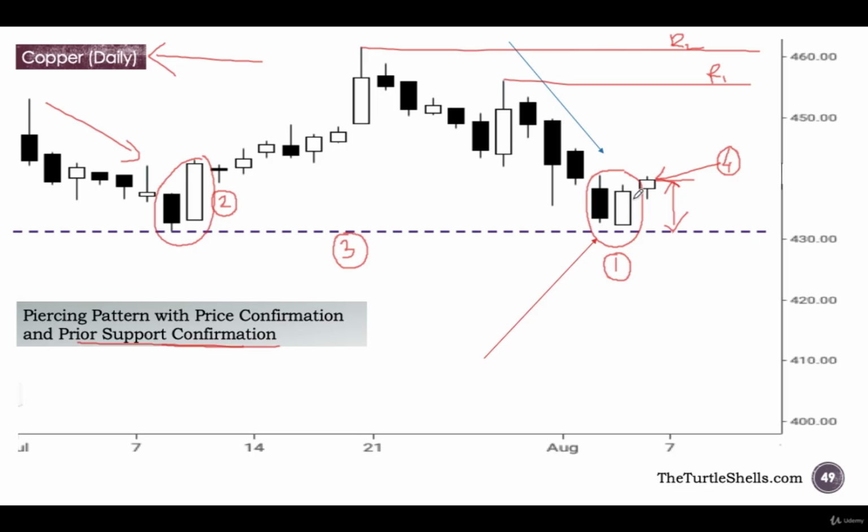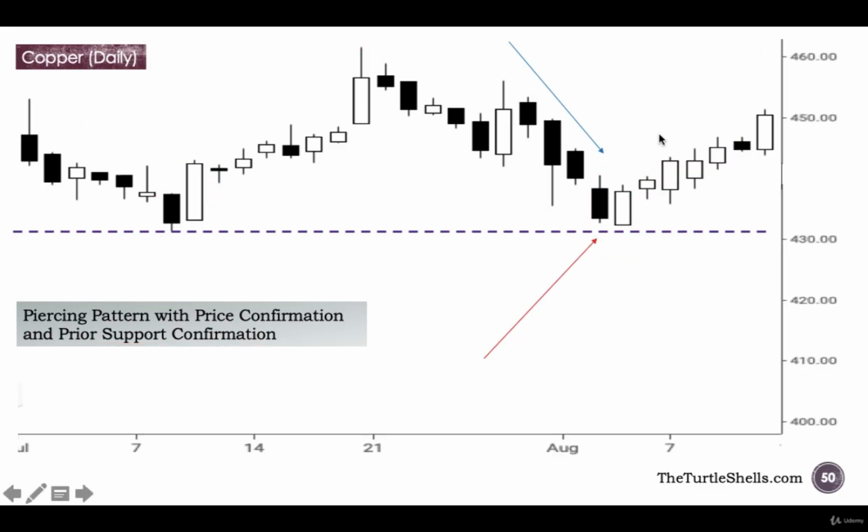So this is a piercing pattern which not only gives prior support confirmation but also gives us the price confirmation, which is very important. But remember, the price confirmation comes at a cost, which is we are sacrificing on the reward to risk of that trade. Okay? So in this case, the trade has worked out. It's a daily chart, for the next 4-5 consecutive days the price kept going up. So this piercing pattern has worked for us because it is giving us 2 separate confirmations. Okay?